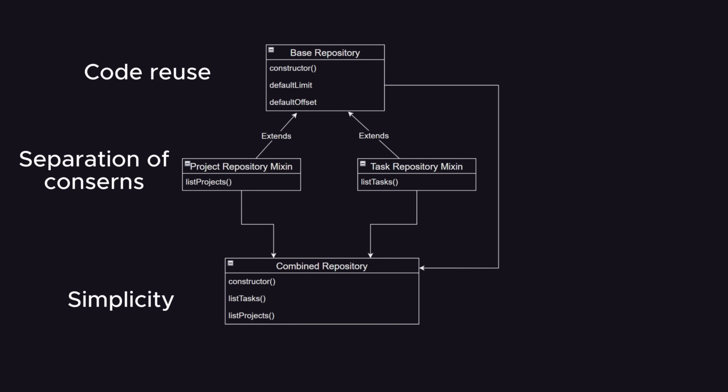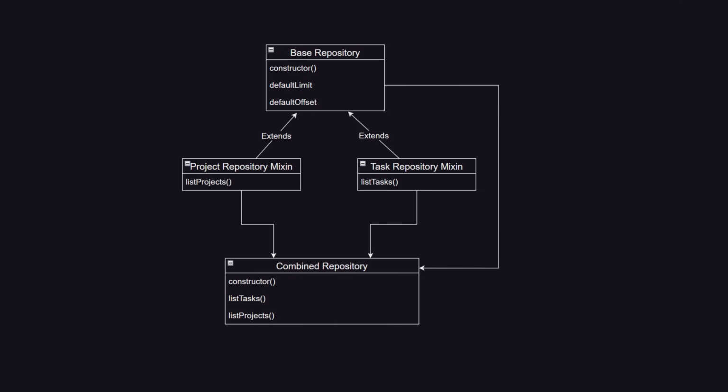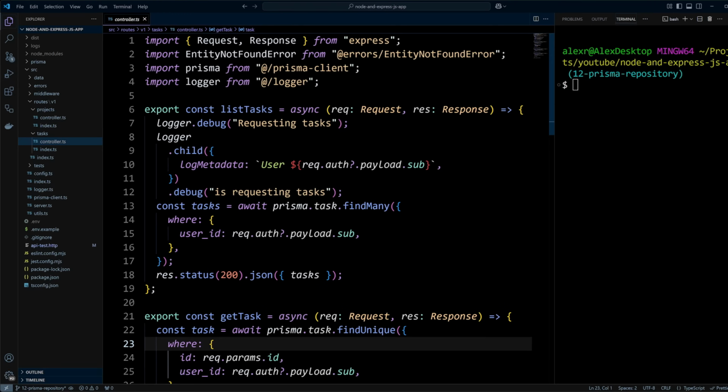Very much like Russian dolls, the mixins and the base repository are combined into a single repository that is instantiated and imported in the client code. Now that we know what and how we're going to be building, let's create some code.